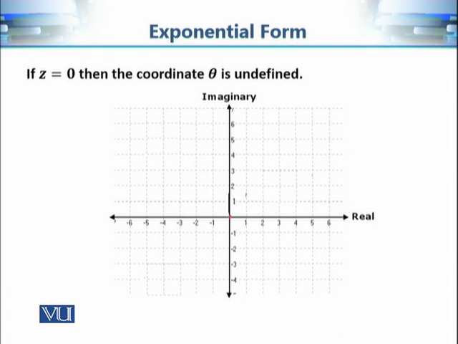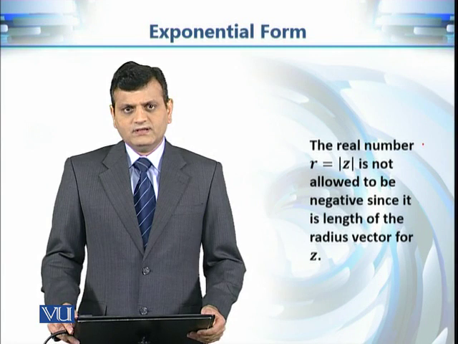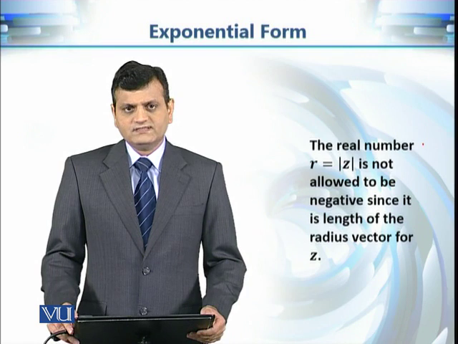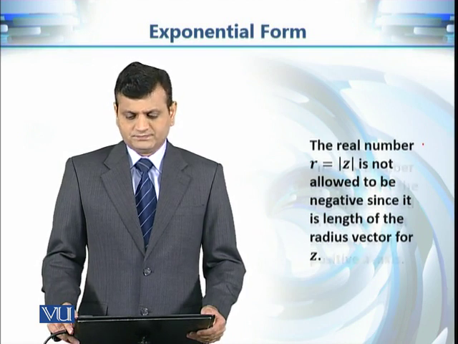If we take z equal to 0, which is a complex number, then the magnitude or the modulus of this complex number is 0, but theta is undefined because this point has no direction. So whenever we talk about polar representation of complex numbers, it is always assumed that z is a non-zero complex number. The real number r, which is the modulus of this complex number, is not allowed to be negative since it is the length of that vector.